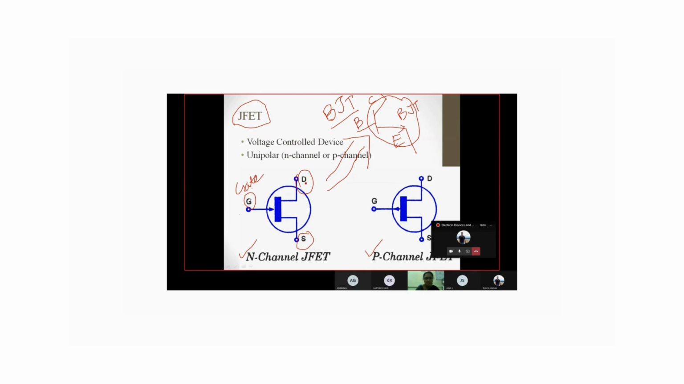In JFET, there must be one terminal called drain. You see, drain you can equate to collector. In BJT, I told you collector collects the charge carriers, emitter emits the charge carriers. Similarly here, source is mainly used for generating the electrons and holes.